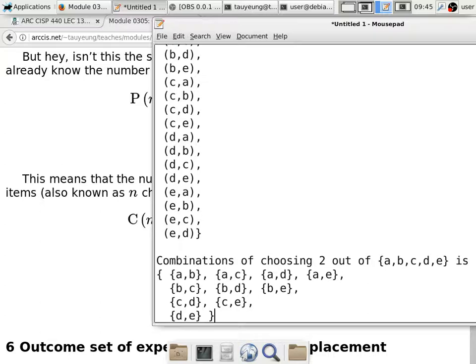So if you count how many elements do we have in this, the bigger set, how many have we got? 4 plus 3 is 7, 7 plus 2 is 9, 9 plus 1 is 10, which is exactly 20 divided by 2, which is also 5 factorial divided by 3 factorial times 2 factorial. Is that okay?